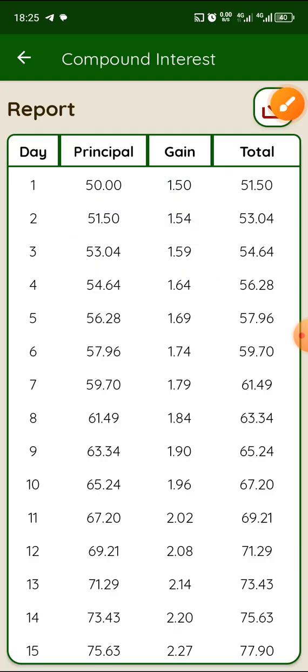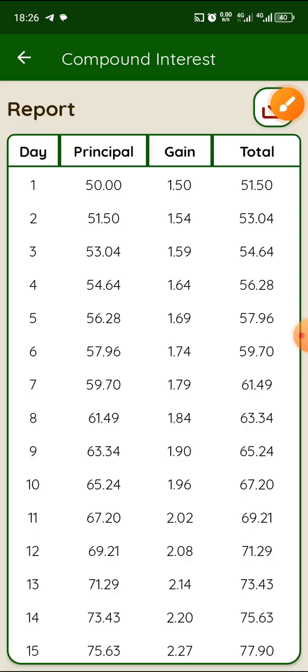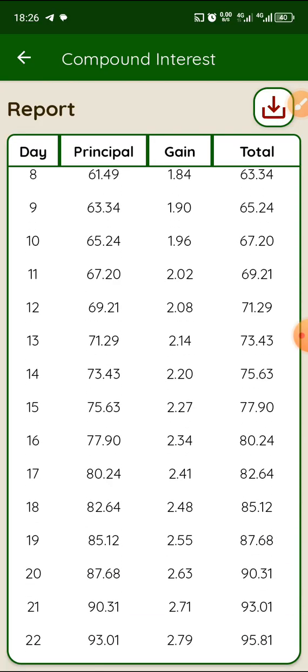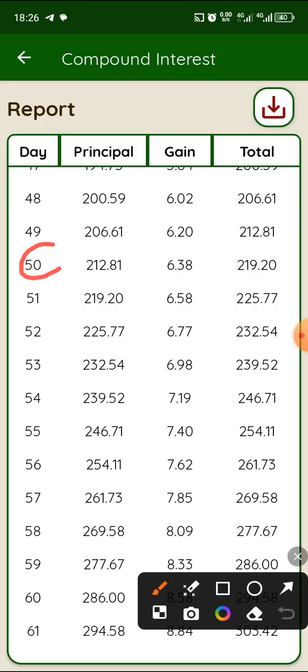So with the first trade, this will be your profit. With your 10th trade, you'll be able to get 1.96 as your profit. Remember, our goal is to make 300 successful trades. So come and see. When you reach your 50th trade, this will be your profit and this will be your capital. You see how your capital is increasing from $50 to $212.81. Meaning your next trade, this will be your capital.